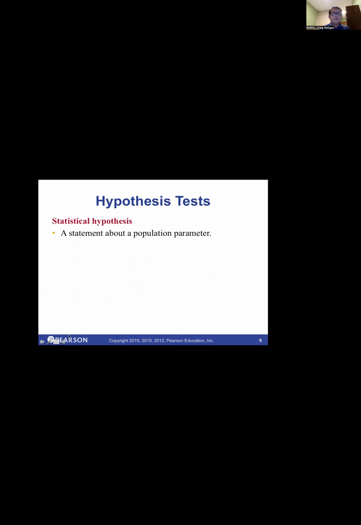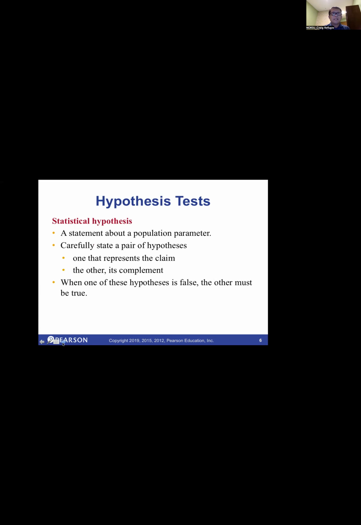And how do we define a statistical test? A statistical hypothesis test is a statement about a population parameter. It is a declarative statement about a population parameter or a population characteristic. So carefully state a pair of hypotheses. So the hypothesis that we are talking about is all about a pair of hypotheses.